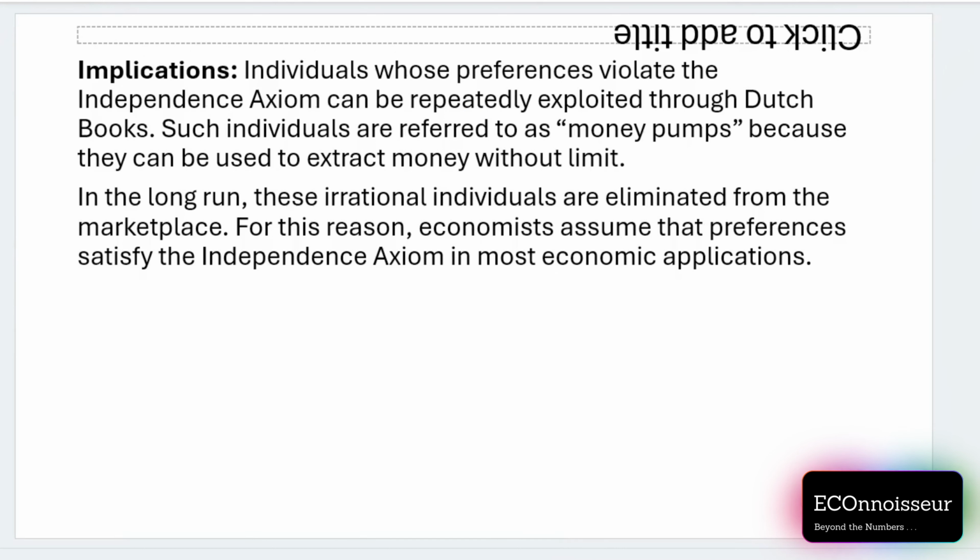So the implication is that individuals whose preferences violate the independence axiom can be repeatedly exploited through Dutch books. Such individuals are referred to as money pumps because they can be used to extract money without limit. Someone can cheat them or make them lose their money whenever they want.